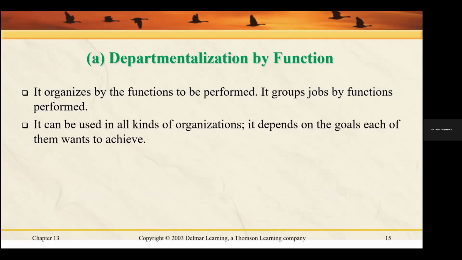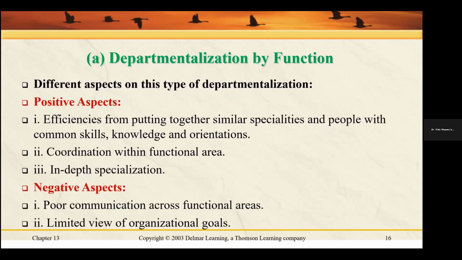Then it depends on the goals that you as an individual or as a unit want to achieve. So that is by function. And these are the positive aspects of departmentalization by function: there's efficiency from putting together similar specialties. So we have done the specialization, then we come to departments with people of common skills, knowledge, and orientations. There is coordination within your functional area and in-depth specialization. But the negative aspect is poor communication across functional areas. Then there's a limited view of organizational goals. We all have functions to perform. So what about them?